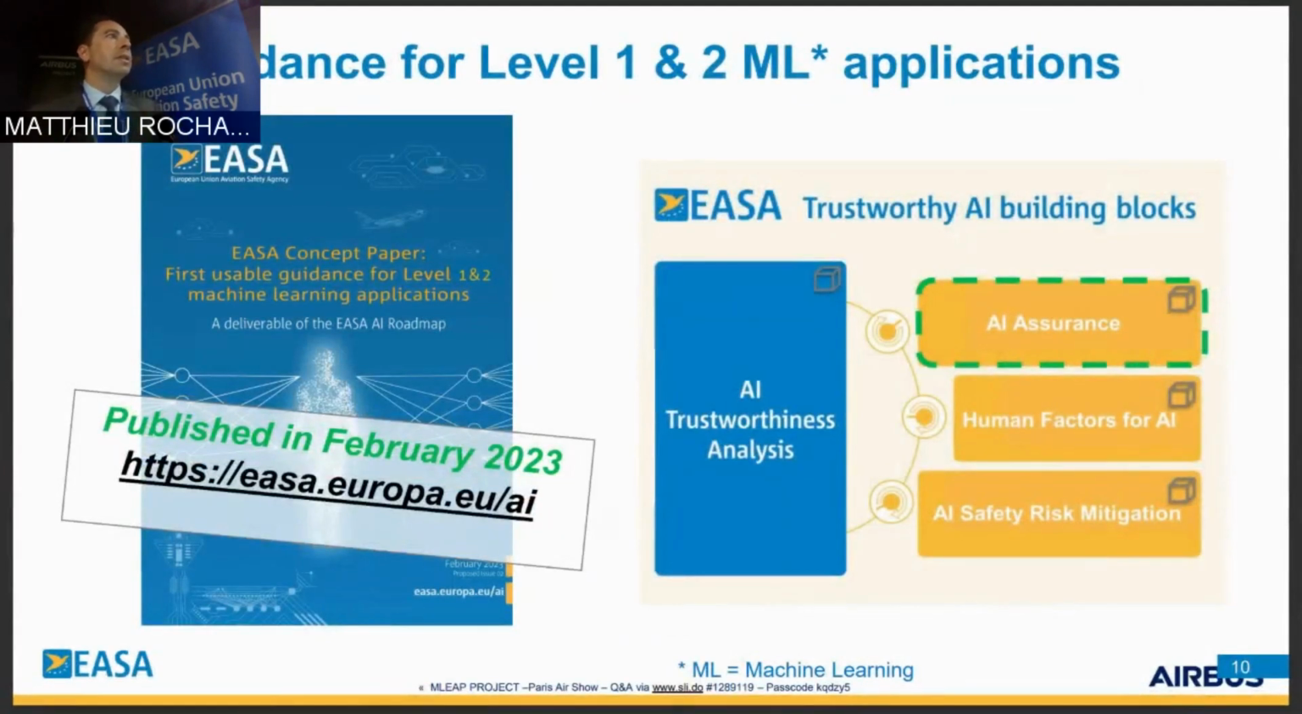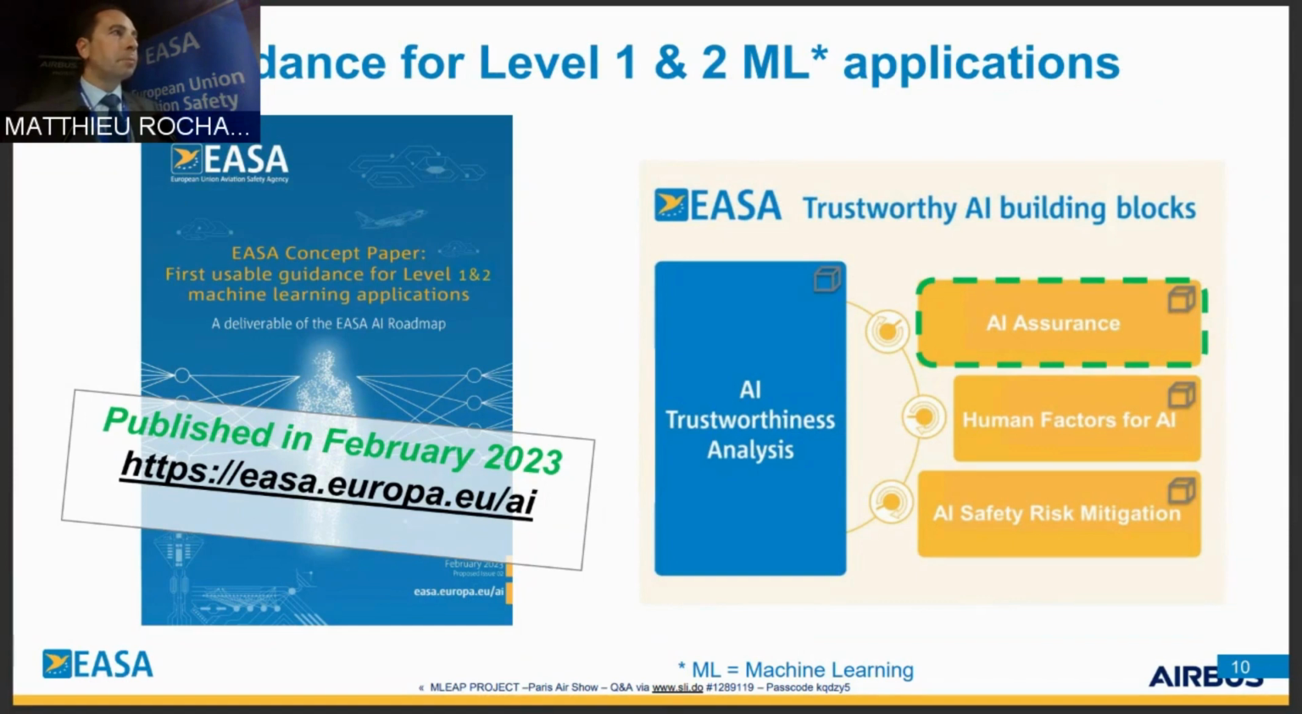What is trustworthiness for us? It boils down to four building blocks, which we kept from the first issue of the roadmap. So the trustworthiness analysis building block has not changed. It's about characterizing the AI application, performing everything that is safety assessment, information security assessment. Also, this is the place where we lay down the essence of what is called ethics-based assessment. That's something we can talk about a bit more in detail if you have specific questions about it.